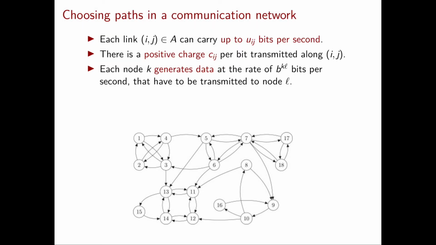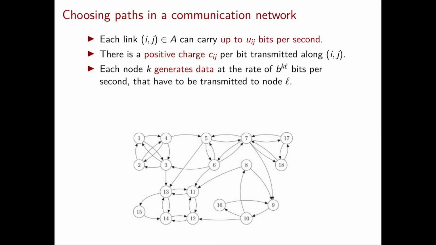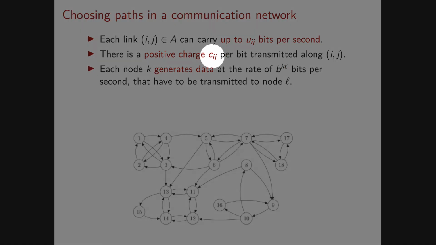In this problem, then, we're given a communication network, but this is not the only data that we're given. In fact, for every link (i, j), we also are given a number u_ij that represents the maximum amount of bits per second that can be sent along such a link. Moreover, in order to send this amount of data, we have to pay, and we're given for every link c_ij, the cost per bit transmitted along such a link.